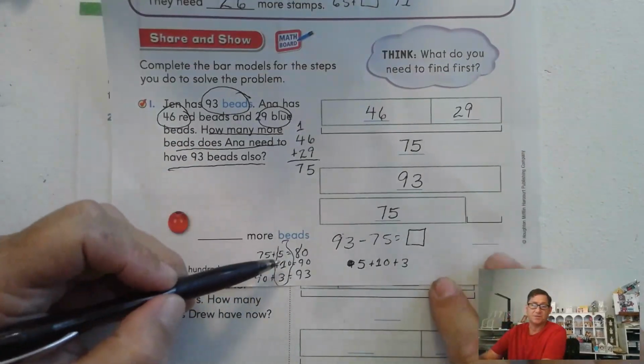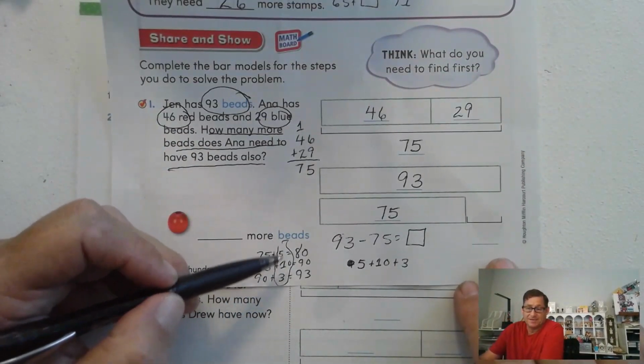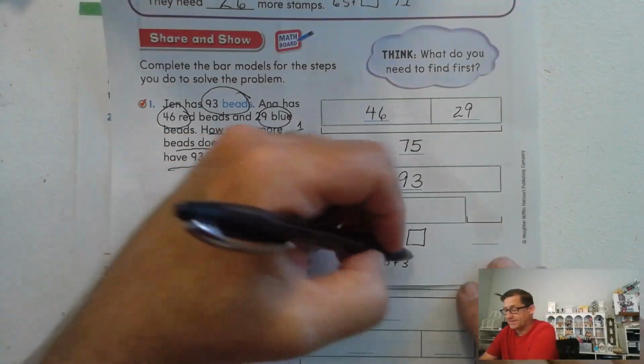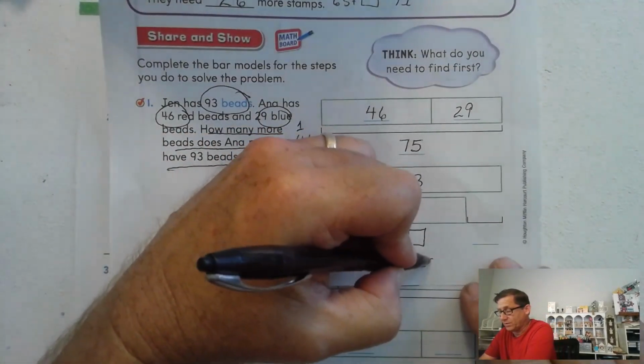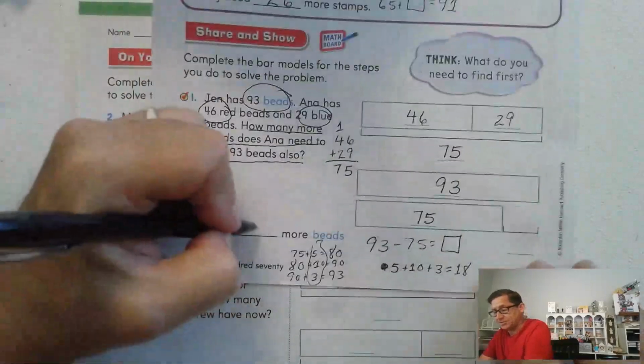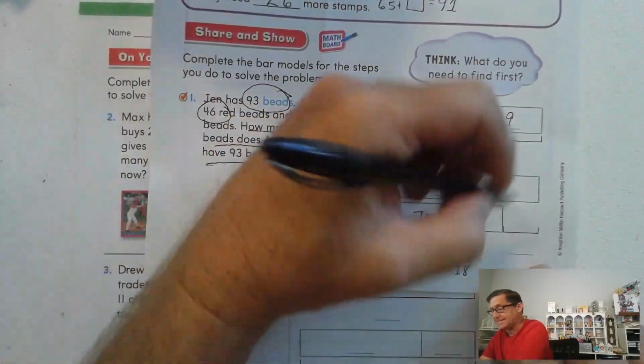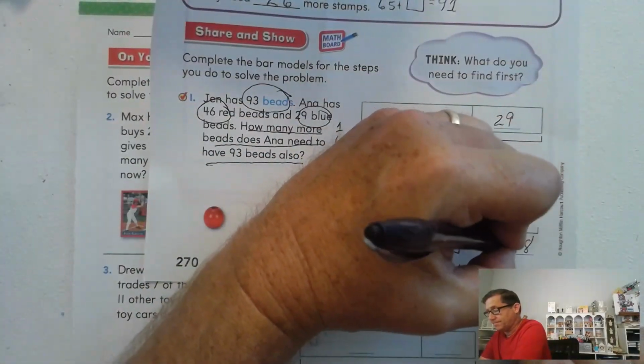So these would be the jumps on a number line if I was using a number line. I can do it in my head as well. So 10 and 5 is 15, plus 3 more is 18. Okay, so she needs 18 more beads.